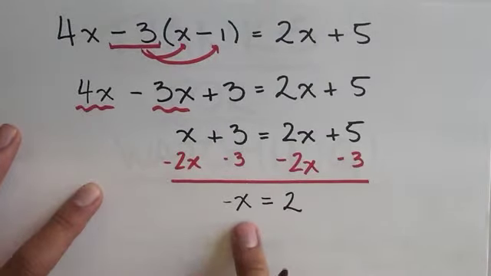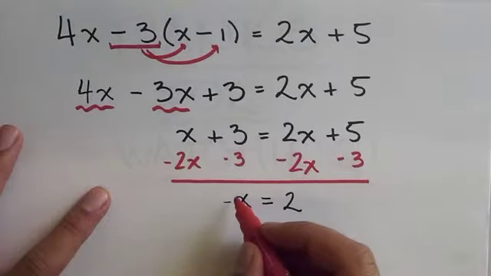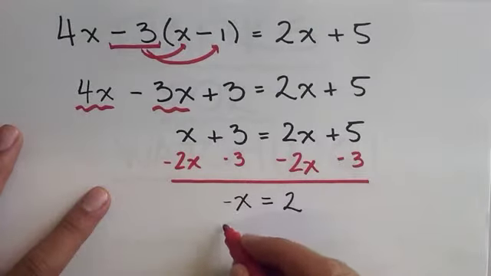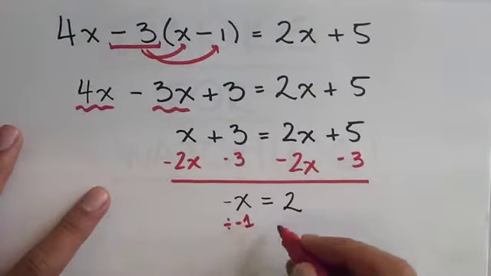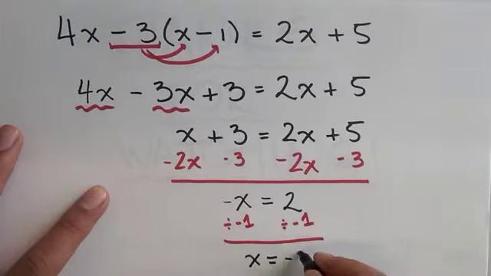Now, I'm interested in knowing what x is, not what negative x is. That means this number needs to disappear. Negative x is the same thing as negative 1x, so I'm going to divide on both sides by negative 1. When I do this, I obtain on the left side x, and on the right side negative 2, which is going to be my result.